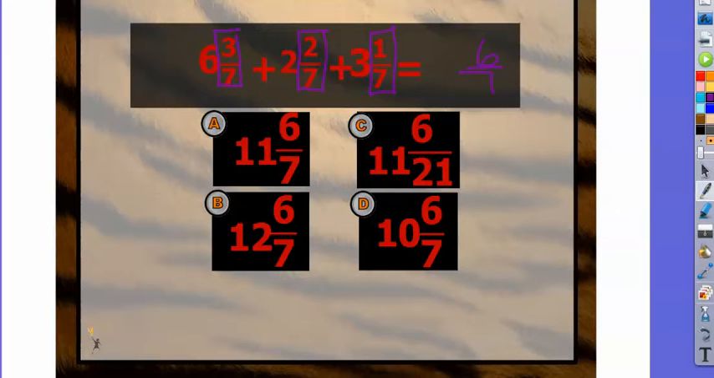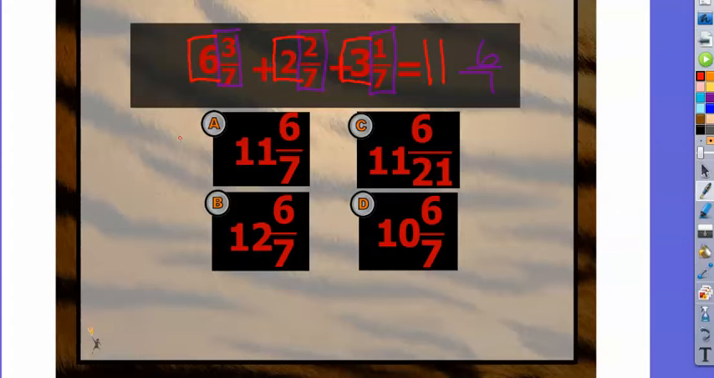Step 2, add the whole numbers. Six plus 2 plus 3. 6 plus 2 is 8. 8 plus 3 is 11. Step 3, simplify. Well, 11 and 6/7 is already in simplest form.